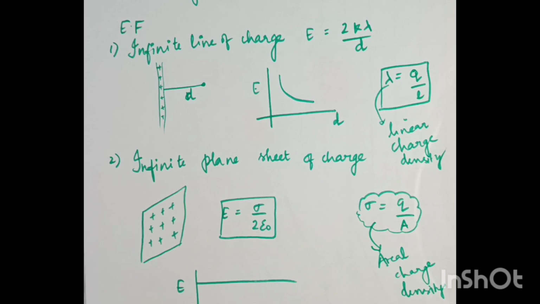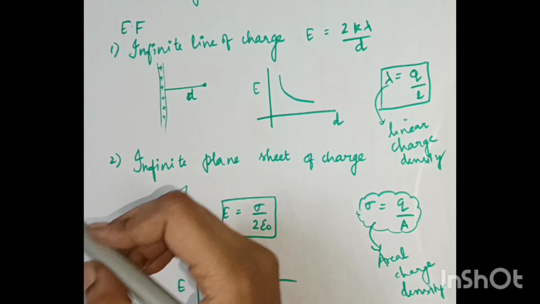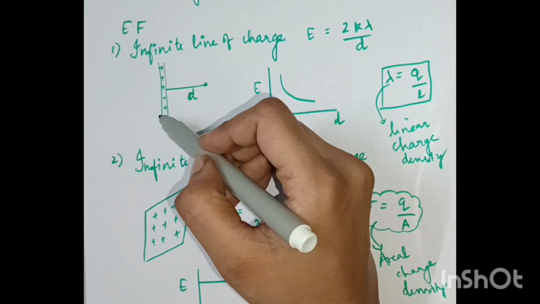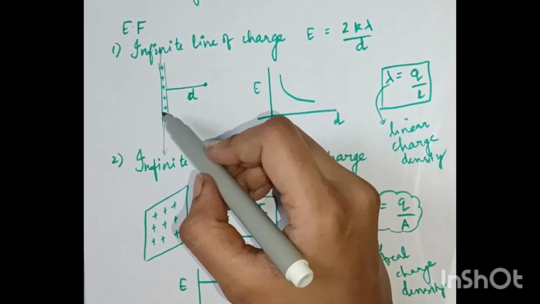So here we have just taken the conclusions of some cases, by using Gauss theorem. We have just found the electric field because of this infinite line of charge, infinite plane sheet of charge. Let us see only the result, that is good for us to solve the numerical problems. So here we have an infinite line of charge. It is continuing this way also, in this way also it is continuing.